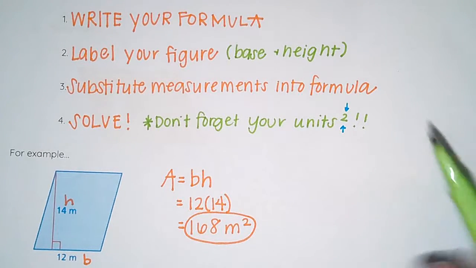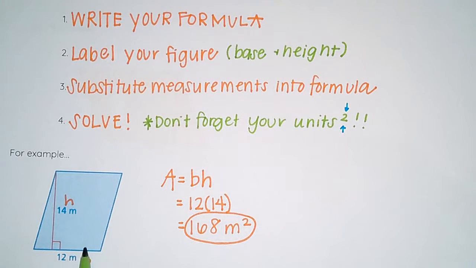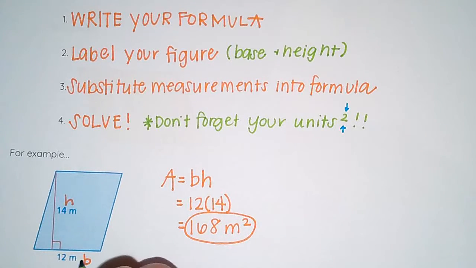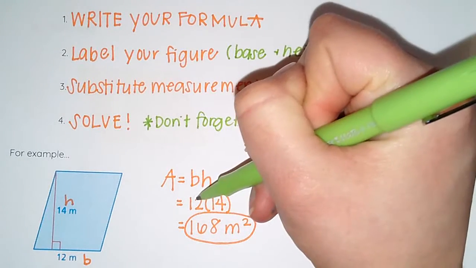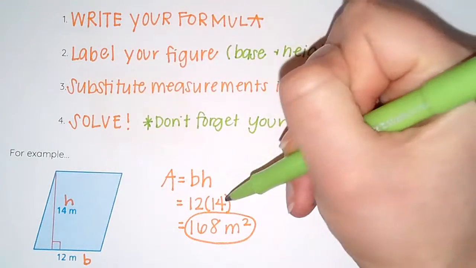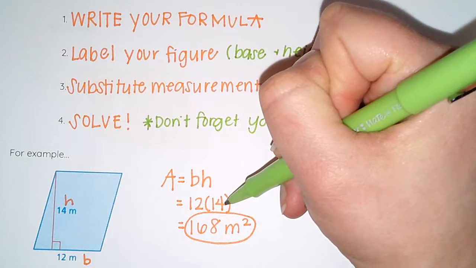All right, now step 2, labeled. This here is my base. It is one of the sides of my parallelogram. And the height meets my base at 90 degrees. So here is my height. Now I substitute in B equals 12. So I go ahead and rewrite 12 in for B. And H is 14. So I substitute that in.